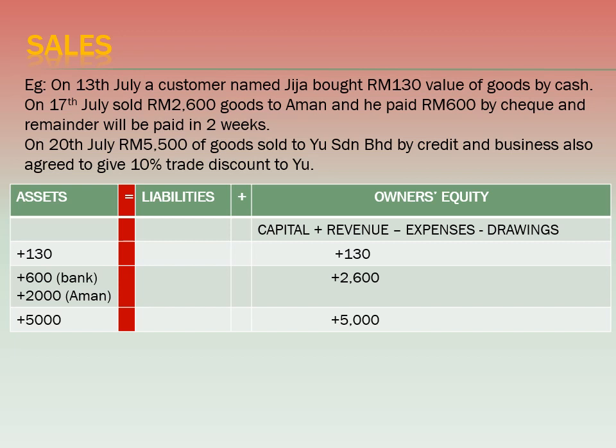Okay, next one, the 20th of July, the 5,500 ringgit, that is before the trade discount. But the effect on the accounting records will be an increase of assets. Even though the neighborhood store bought on credit, again it is the customer debt, so we put under the asset column plus 5,000 ringgit, and under the revenue column add plus 5,000 ringgit.